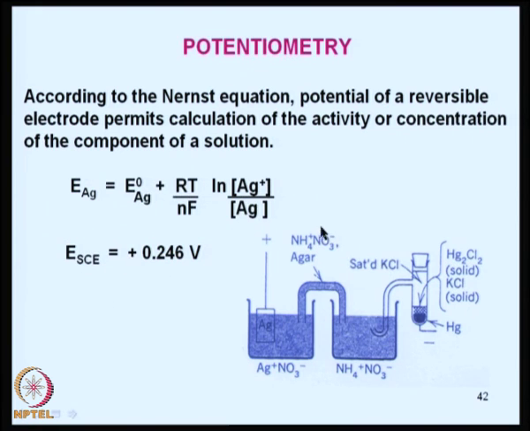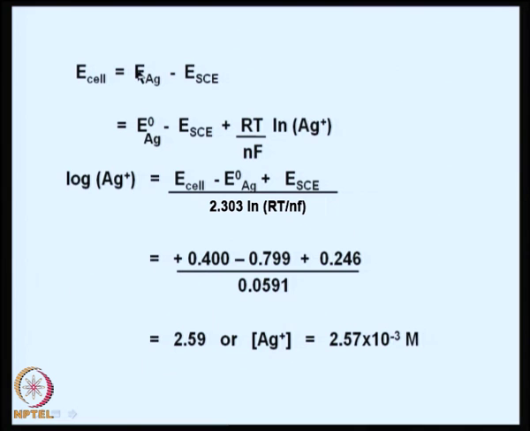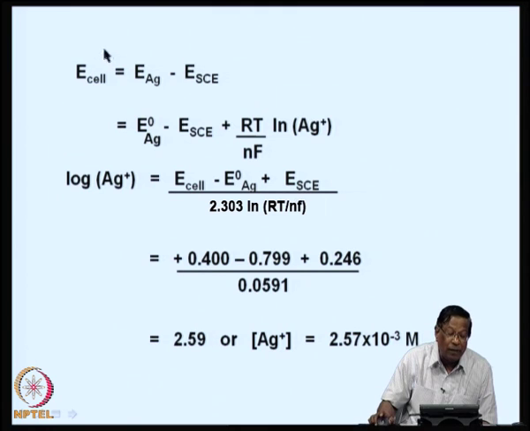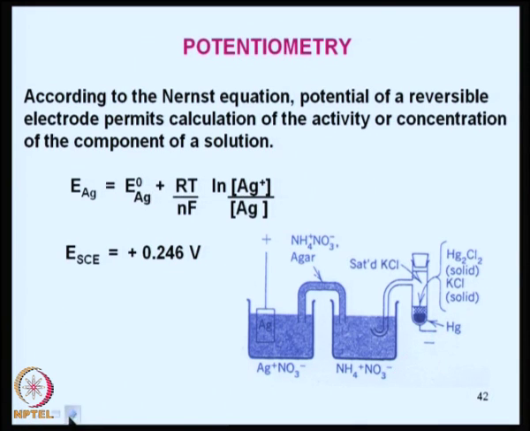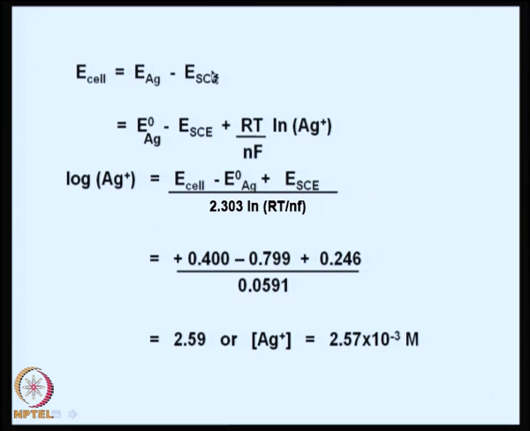So, against this, the saturated calomel electrode is connected, and that has got a standard voltage of 0.246 volts. Now, look at it. When we connect both these two, we get some amount of current, electricity, potential. So, the potential of this cell is given by EAg minus ESC. That is, we can write EAg as E naught Ag plus RT by NF ln Ag plus; ESC remains the same.